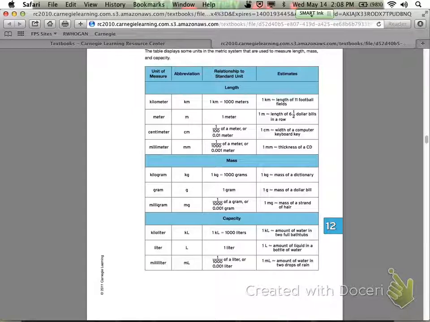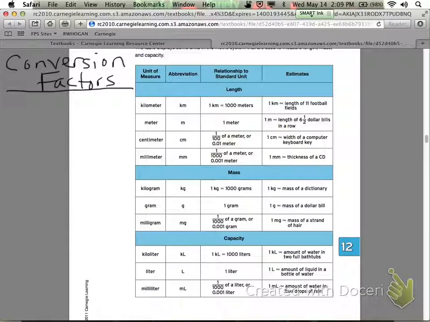As with the customary system, there are many times in which you need to convert one measurement to another with different units. So much like with the customary system, the metric system also has conversion factors that you are going to need to know in order to move from one metric unit of measure to another.